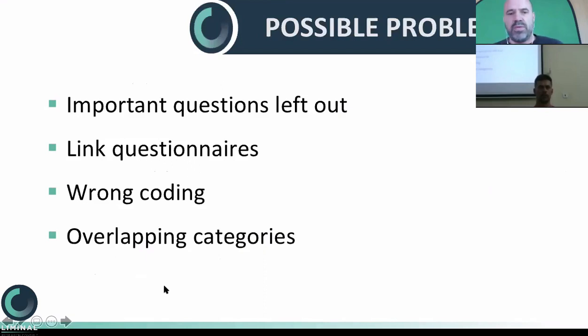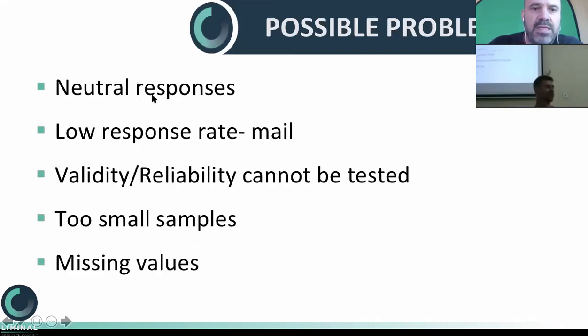Then just possible problems, important questions that you can leave out. You have pre and post, you don't link the questionnaires, you had wrong coding or overlapping categories. Say, for instance, for age group, you ask a question 20 to 30 and 30 to 40. Then the person will not know where to put their age. Then we talked about the neutral responses. We talked about the low response rate for emails. Then validity and reliability cannot be tested. If that's not possible, that could be a problem. If your sample is too small, it could be a problem. And people not filling in questions could be a problem.